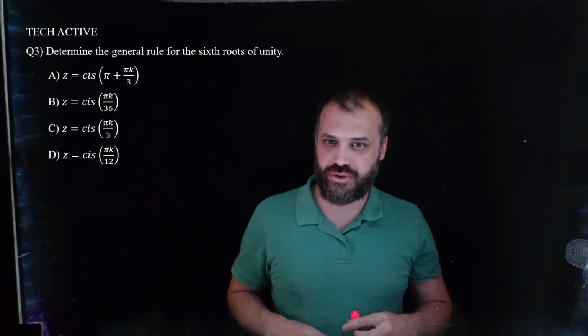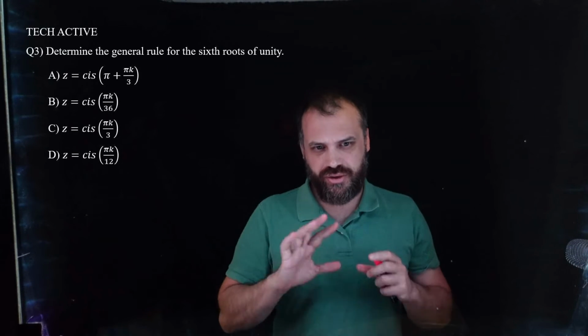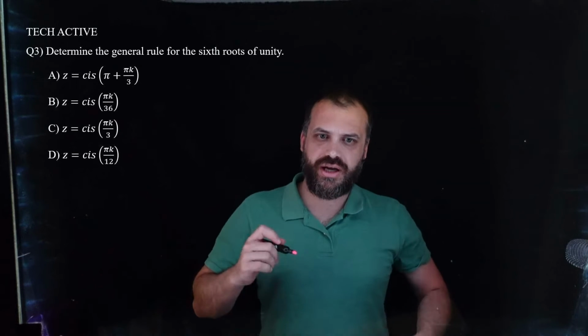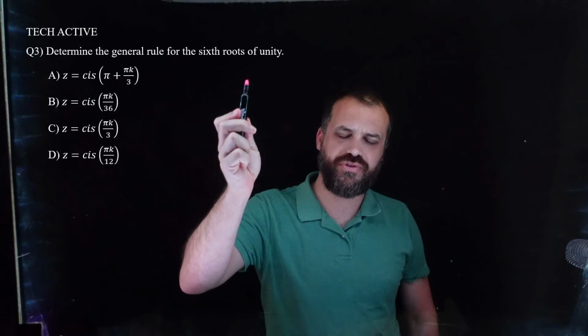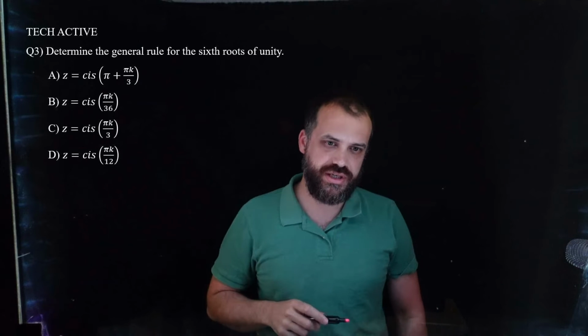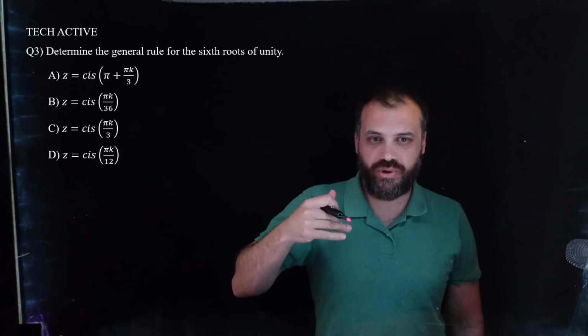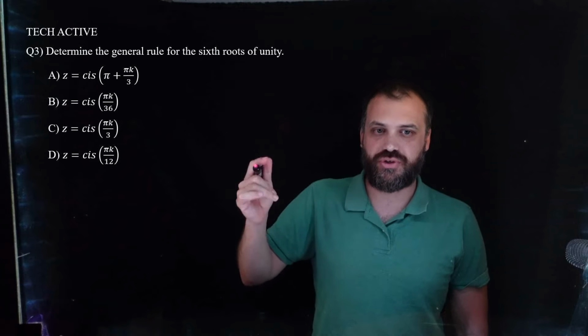Okay, this one's a good question. Have a little think about it. I don't think I'm going to touch my calculator for this. Alright, let's go for it. It says, determine the general rule for the sixth roots of unity. Now, this is something that notoriously students do poorly in. What does it mean by the sixth roots of unity?